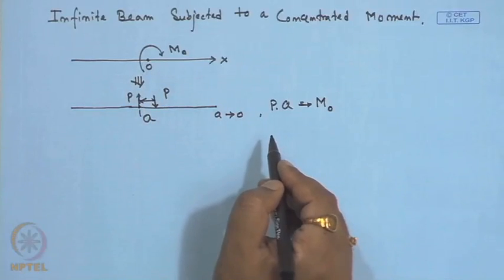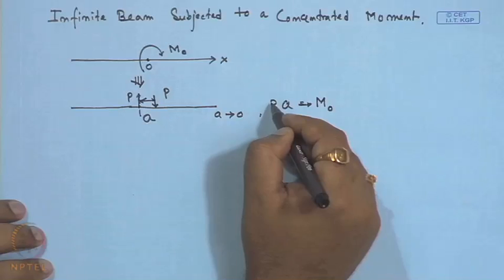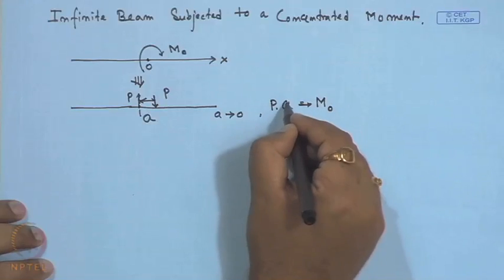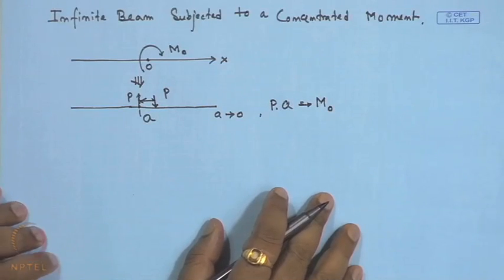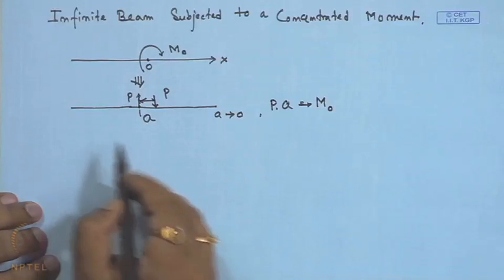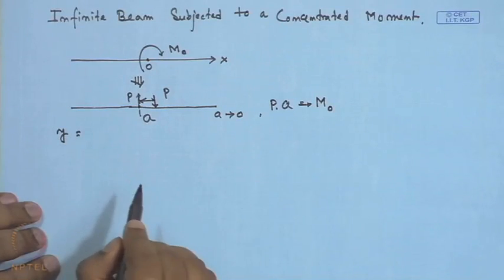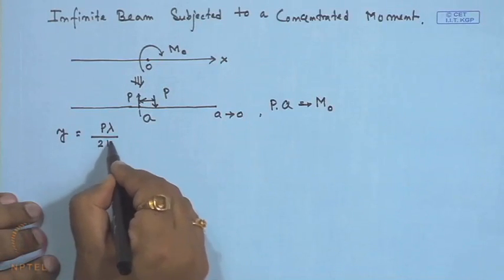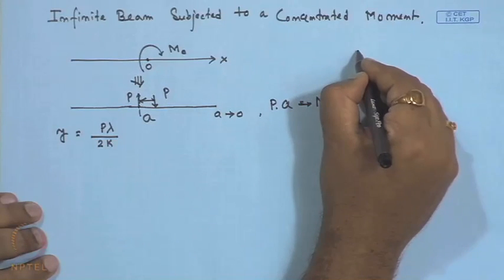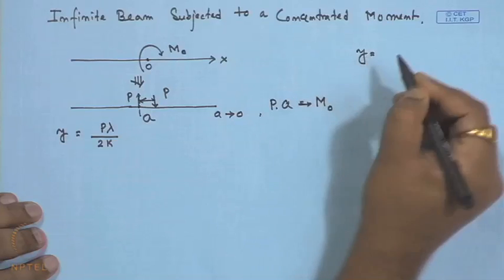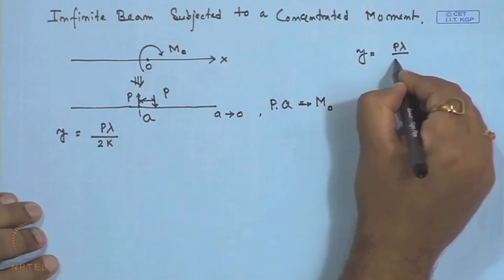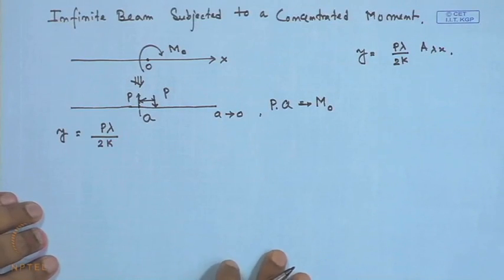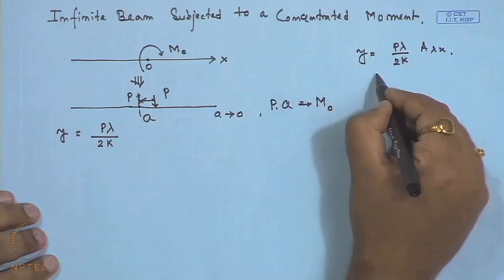So, this is the center. If A tends to 0, then P into A tends to M0, where P is the concentrated load and A is the distance. Now, in this case we can write the expression of y. For the concentrated load, the expression of y is P into lambda divided by 2k into A lambda x. That was for the concentrated load.